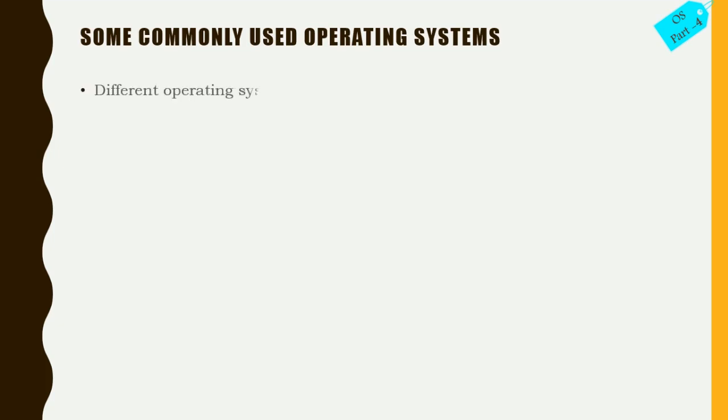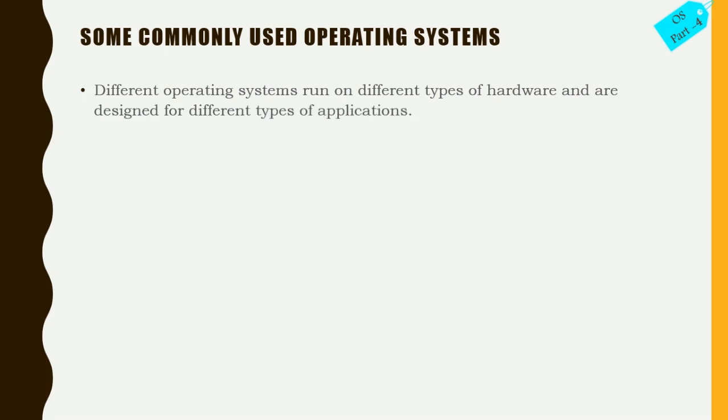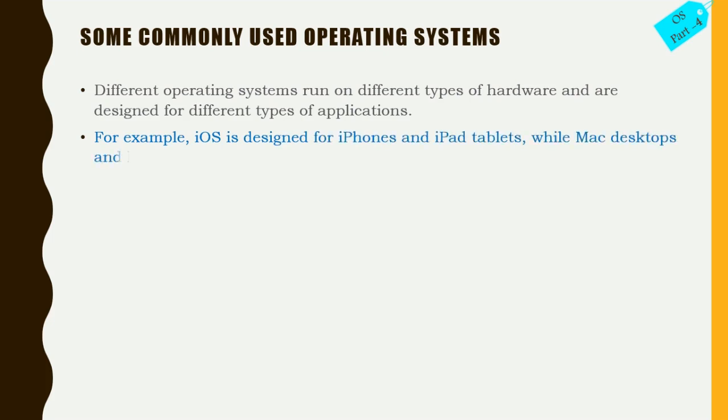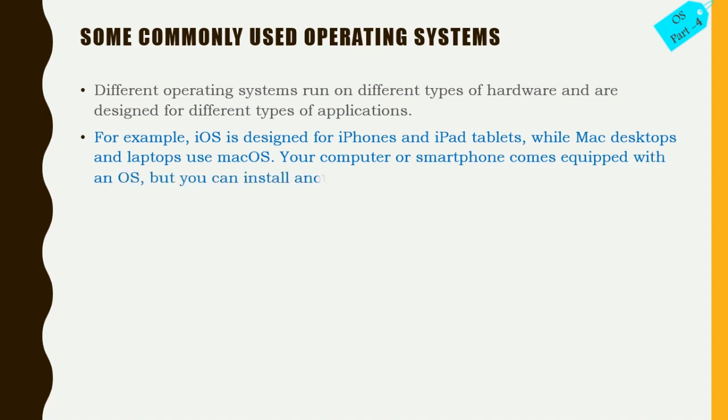Different operating systems run on different types of hardware and are designed for different types of applications. For example, iOS is designed for iPhones and iPad tablets, while Mac desktops and laptops use Mac operating system. Your computer or smartphone comes equipped with an operating system, but we can install another one in some cases.